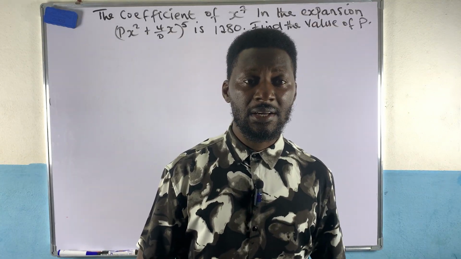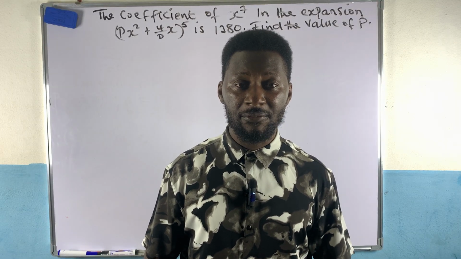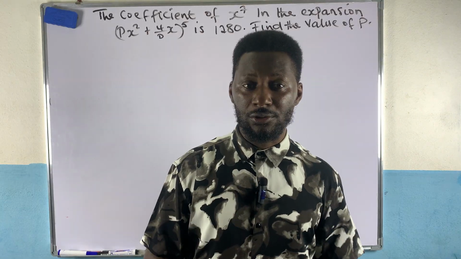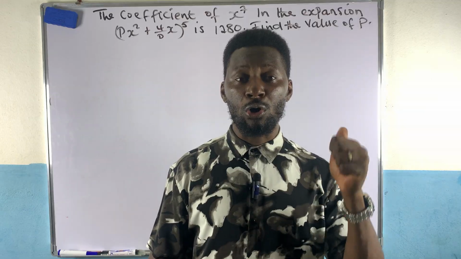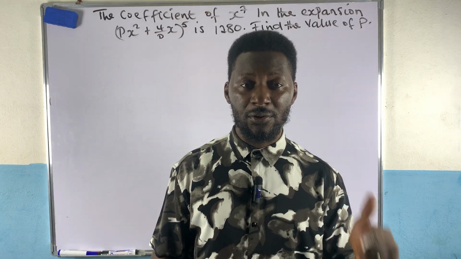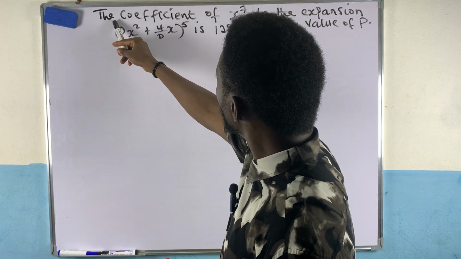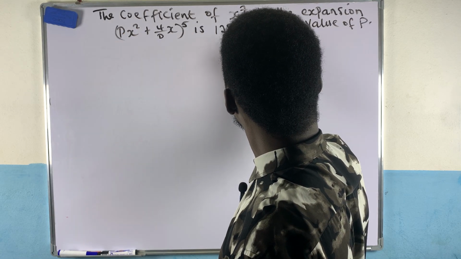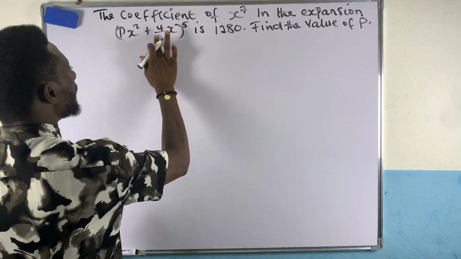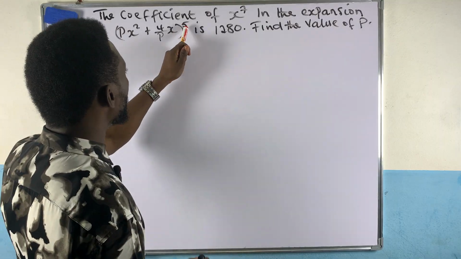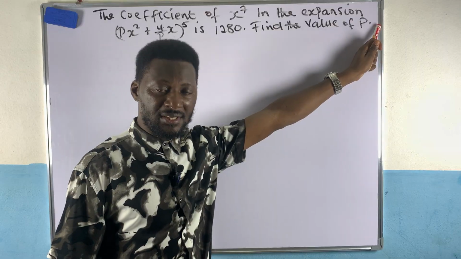And for us to do that, I have decided to choose Cambridge A-Level Paper 1 of 2025, the February-March session, because that paper contains a question on binomial expansion where we are required to obtain the coefficient of a particular term. On the board is the question, and it is given as: the coefficient of x to the power 7 in the expansion of (px squared + 4 over px) all raised to the power 5 is 1280. Find the value of the constant p.